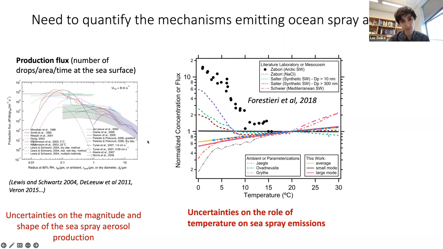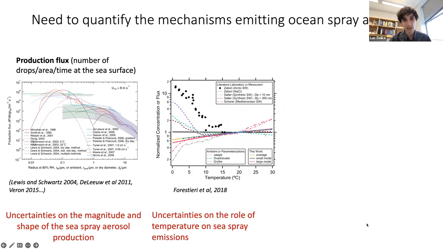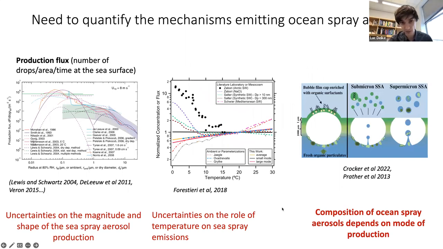And that's a pretty big deal in the sense that if you run a climate model for hundreds of years, and if you increase the production of aerosols with temperature, or if you decrease it, you're going to get different results at the end of your integration time. So that is really tied to a lack of quantification or understanding of the precise role of temperature on the production mechanism.